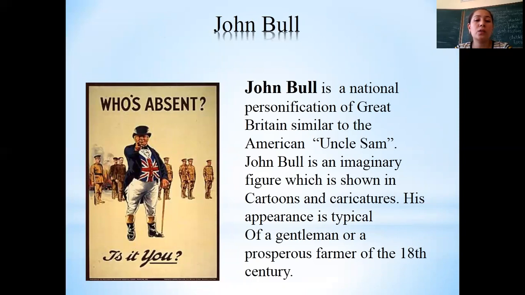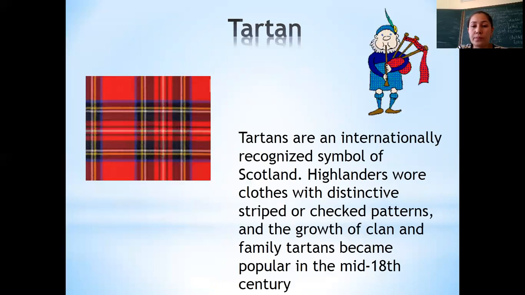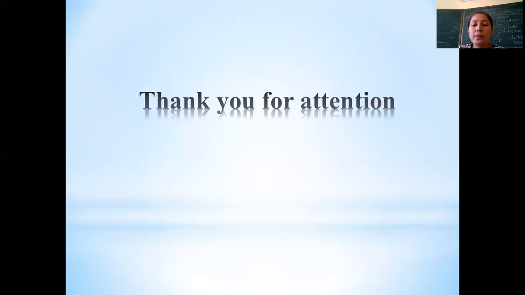So the next one, John Bull, is a national personification of Great Britain, similar to the American Uncle Sam. He is an imaginary figure which is shown in cartoons and caricatures. His appearance is typically of a gentleman or a prosperous farmer of the 18th century. So here we can also see the pictures of them, several internationally recognized symbols.